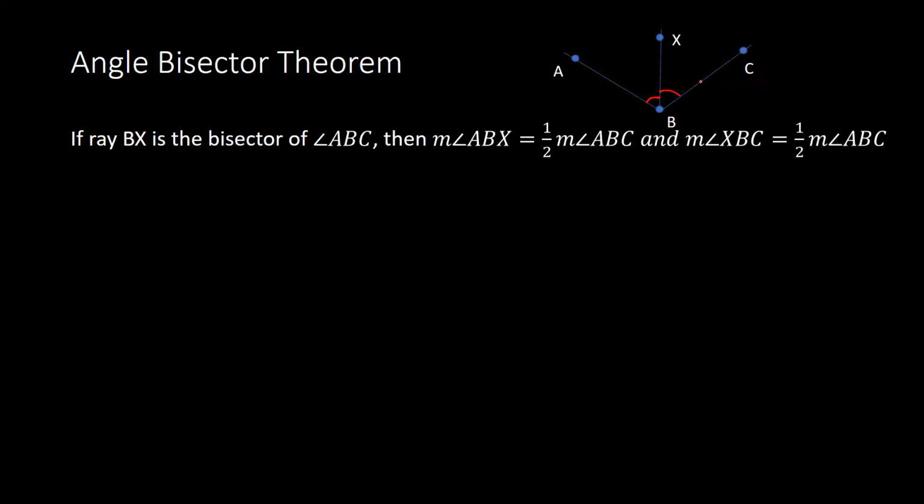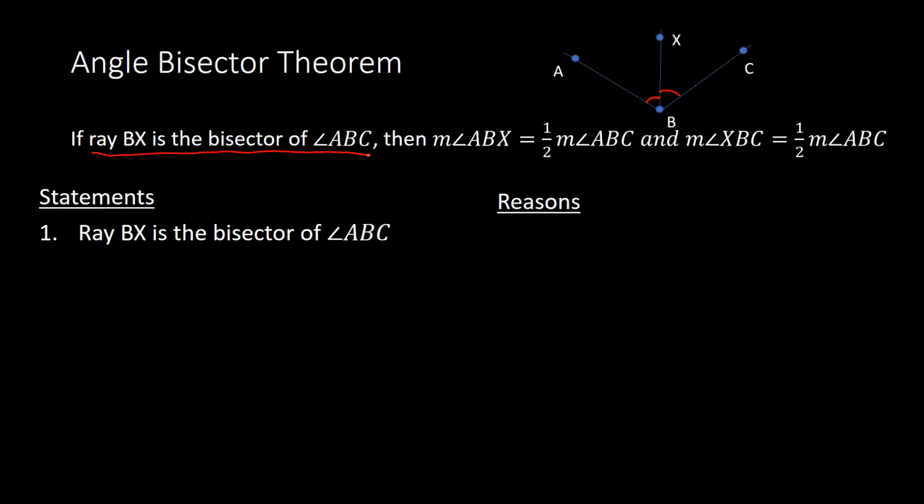So before we can use theorems, we need to prove them. So let's prove this one. We have a statements and a reasons column. We begin with the given information. So we are told that ray BX is the bisector of angle ABC. That is your given statement, so we just write that down. Ray BX is the bisector of angle ABC, and that is because it is given to us.